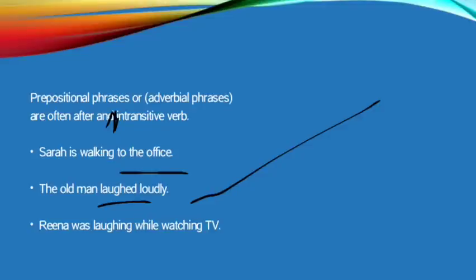Rina was laughing while watching TV. Now laughing is a verb, so here we have to see whether an object is available or not. If I ask the question what or whom, the answer is not available. To get the answer, I need to ask why was Rina laughing. So here I'm getting the answer of why, not what or whom.